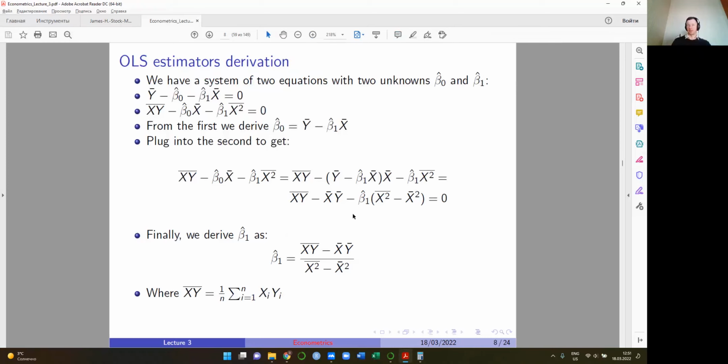So here is an explanation. This xy bar is calculated in the following way. X squared bar is calculated in this way.